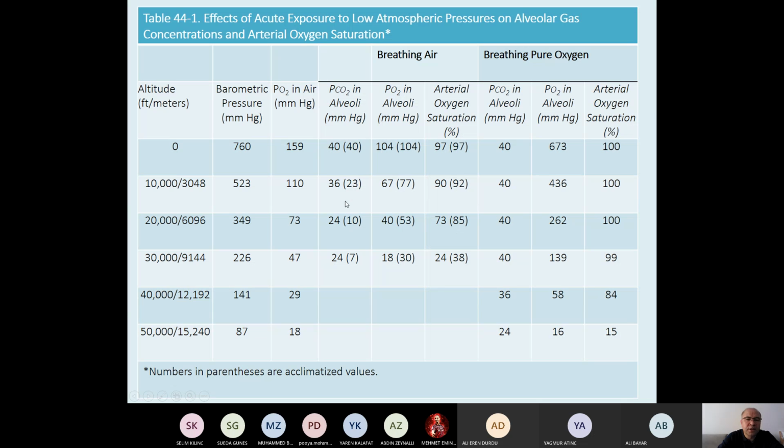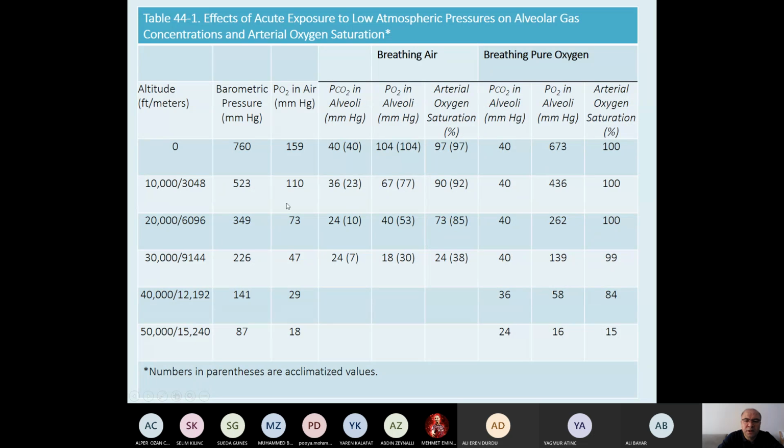It's quite high. And then carbon dioxide concentration goes down to 24. In an acclimatized person, it is 10. Again, if you breathe pure oxygen, you have 100% oxygen saturation, and carbon dioxide is a normal value. So as you see, the importance of breathing pure oxygen at high altitude, okay?